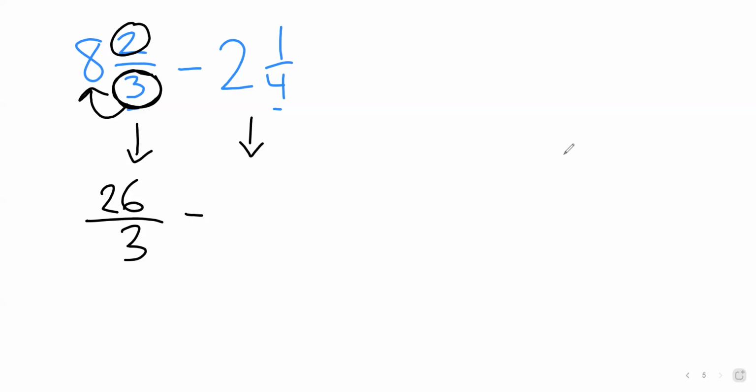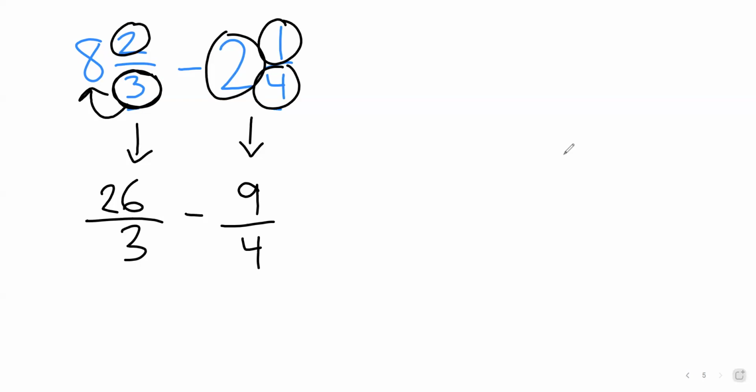And then we got 2 and 1/4. So that is 2 wholes, 4 pieces each. So that's 8 pieces plus this 1 piece. That gives me 9/4, right? And those are equivalent. 26/3 is the same thing as 8 and 2/3. 2 and 1/4 is the same thing as 9/4. They're equivalent. That's why we say convert. We're just changing the way that it looks.